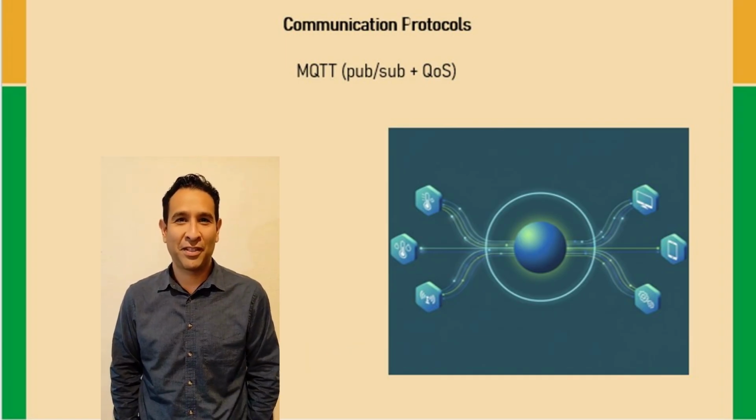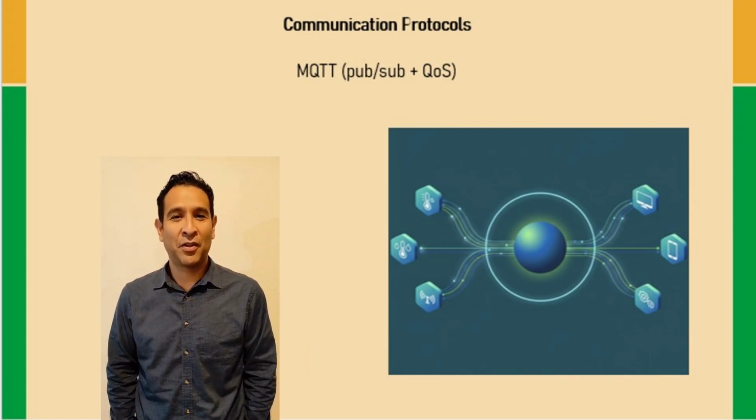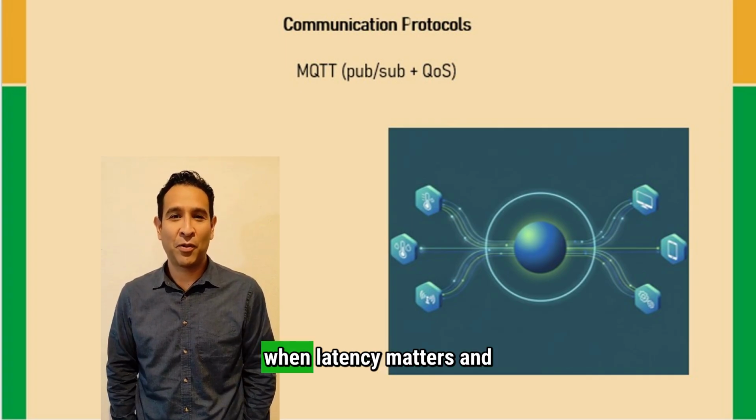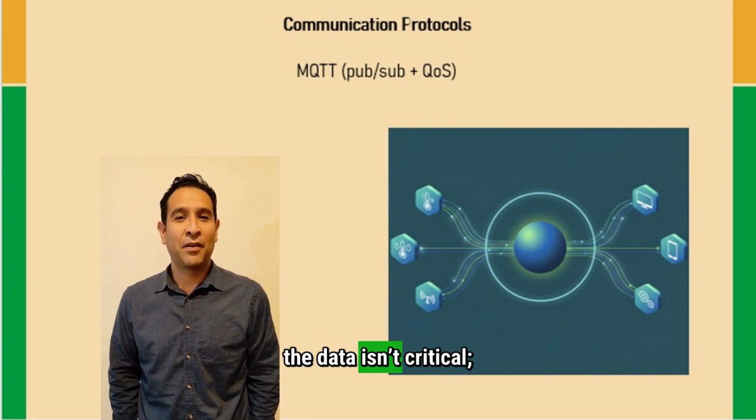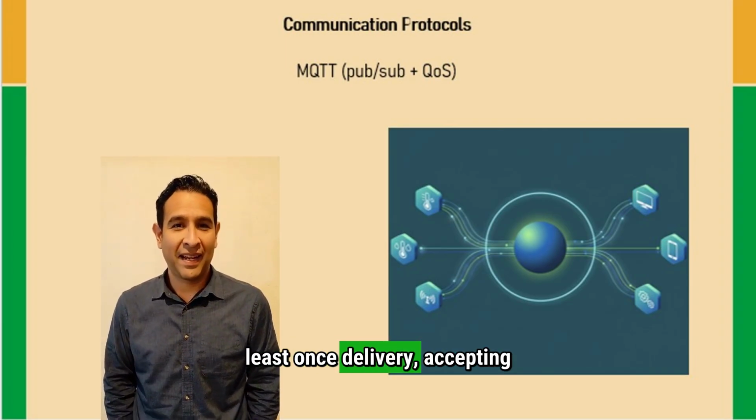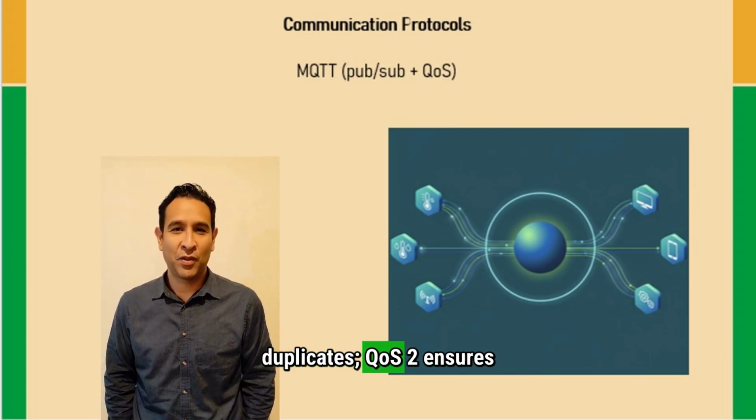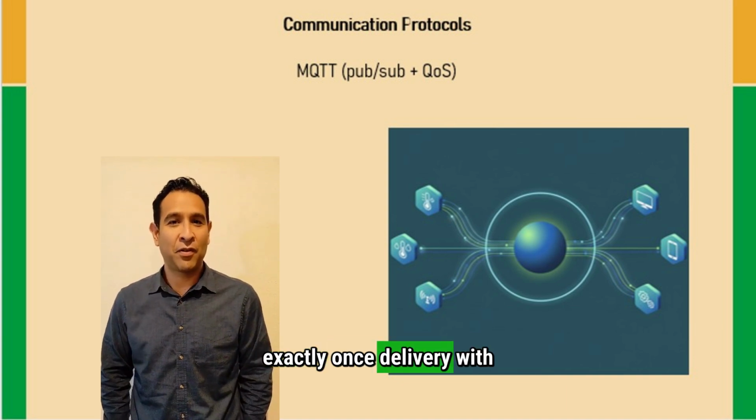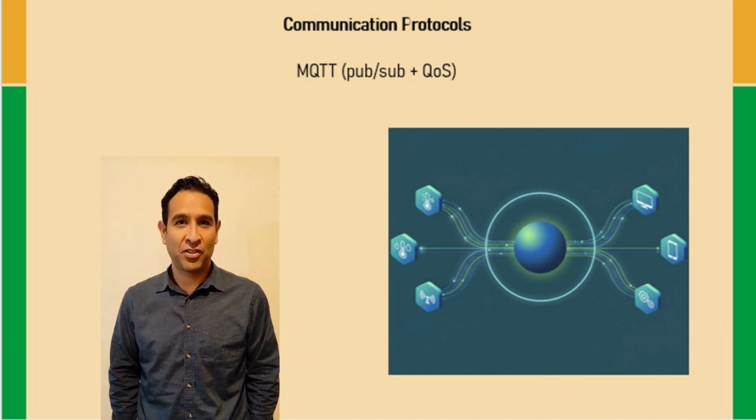Quality of service comes in 3 levels. QoS 0 sends without confirmation, great when latency matters and the data isn't critical. QoS 1 guarantees at least once delivery, accepting duplicates. QoS 2 ensures exactly once delivery with extra handshakes and resource cost.